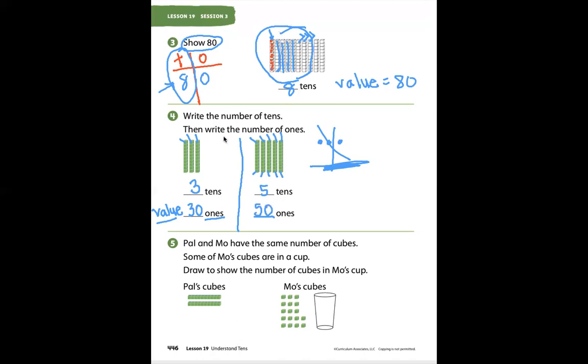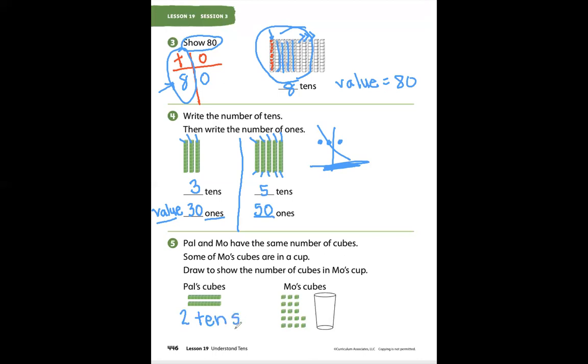Last problem. It says Pal and Mo have the same number of cubes. Some of Mo's cubes are in a cup. Draw to show the number of cubes in Mo's cup. Okay, so here's Pal. Pal has 1 ten, 2 tens. He has 2 tens, right?